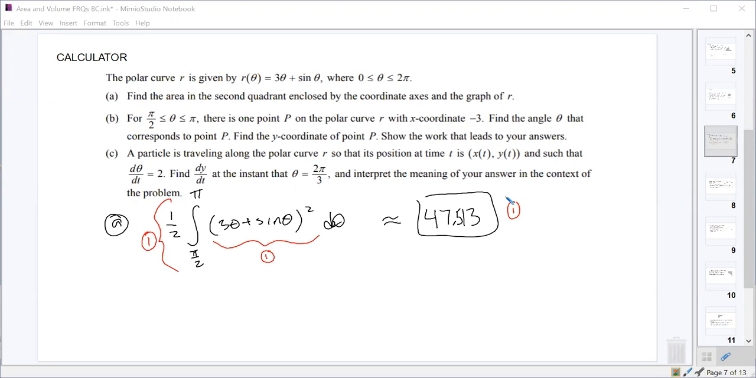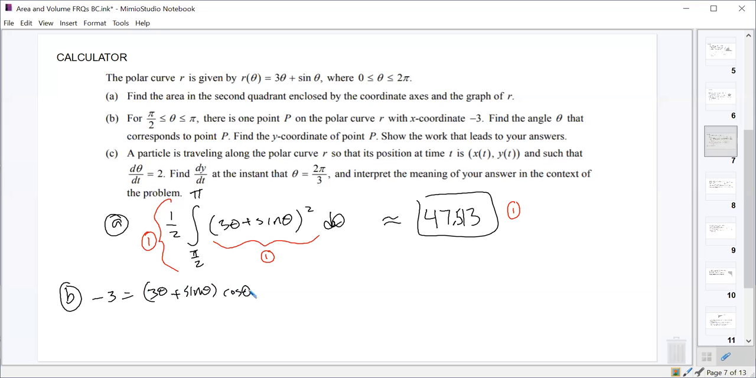Okay. Part B, I think, should have also been fairly straightforward. It says that there was 1 point on our polar curve with an x-coordinate of -3 in the second quadrant. And we want to find the angle and the y-coordinate of that point. So if the x-coordinate is -3, we can just say that -3 is equal to our r value times cosine theta, because that's what x is, r cosine theta.